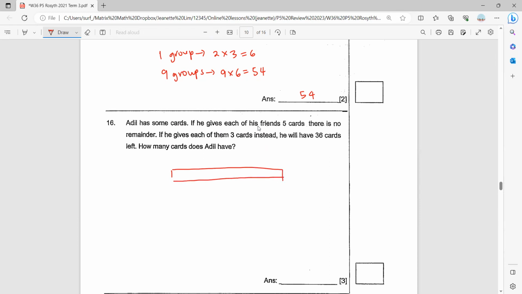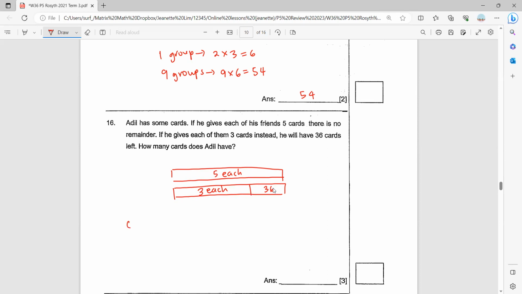Okay, using model, this is the total number of cards that he has. This can be given to his friends 5 each, no remainder. Then in the other scenario, this is his total, same total. If you were to give 3 each, you have 36 left. So 36 will be here. And this number of cards will be distributed 3 each. This means that this difference of 36 is actually the number of cards required if he were to give them 2 each.